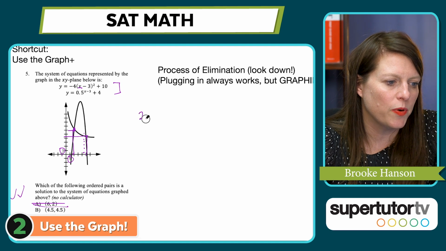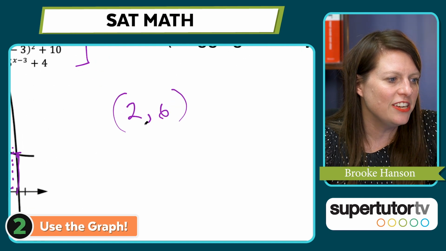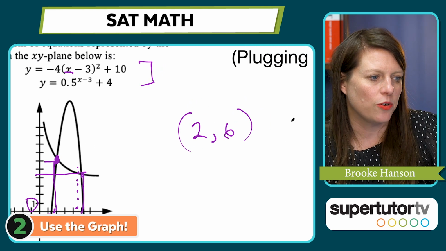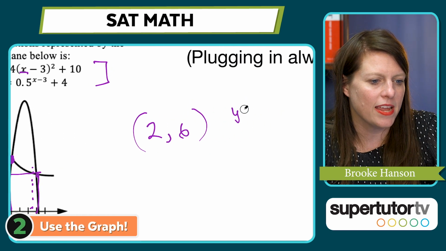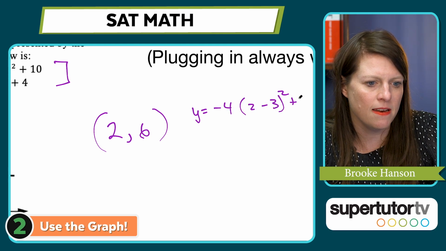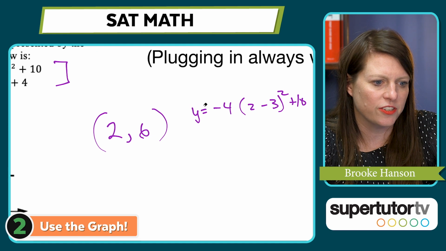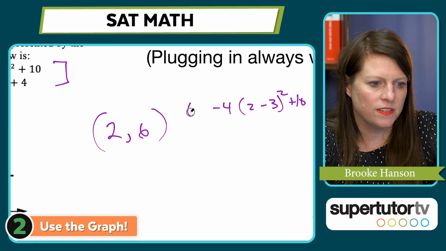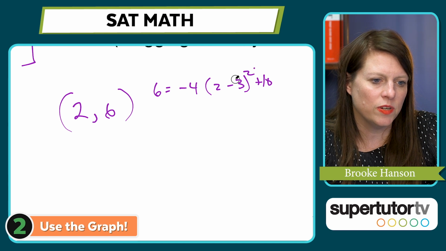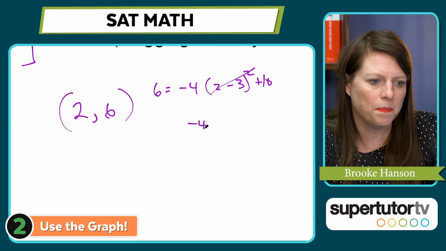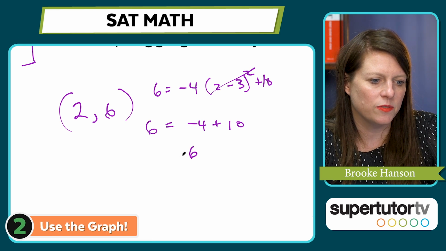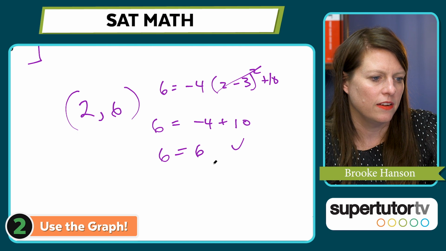If I did want to double check this at the end, what I would do is I would just come back with the point 2,6, and I would plug it into both of these equations and just make sure that it's correct. So I'm going to do that really quickly. So we have y equals -4 times (2 minus 3) quantity squared plus 10. And the y, of course, is 6. So I actually can erase the y. That's 6 equals this. And that's -1. -1 squared is +1. So this just goes away. And I get -4 plus 10 equals 6. And 10 minus 4 is 6. So 6 equals 6. That's true. Check. Right?